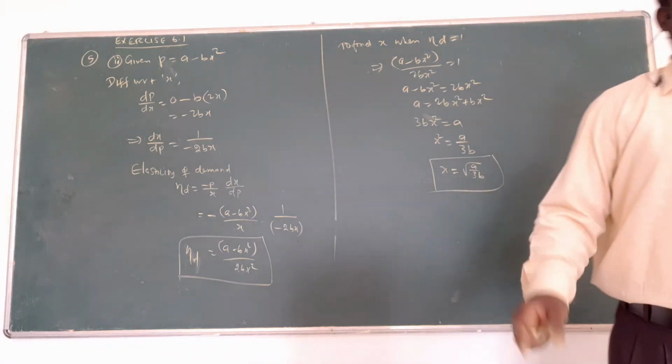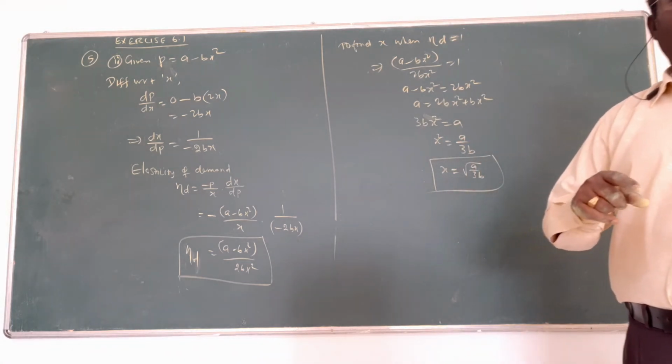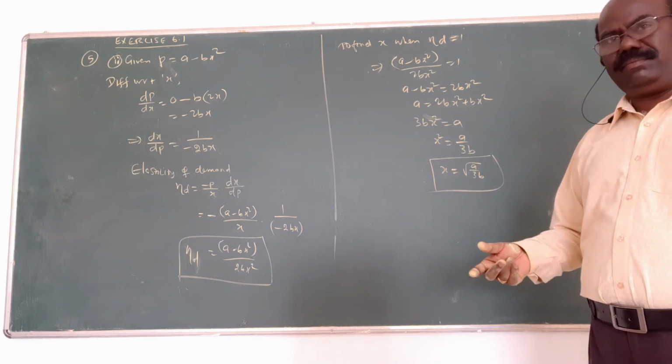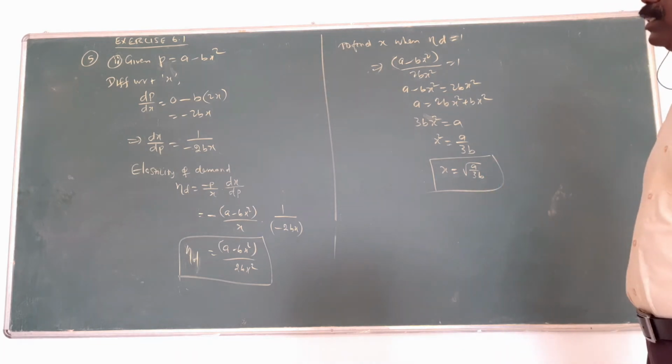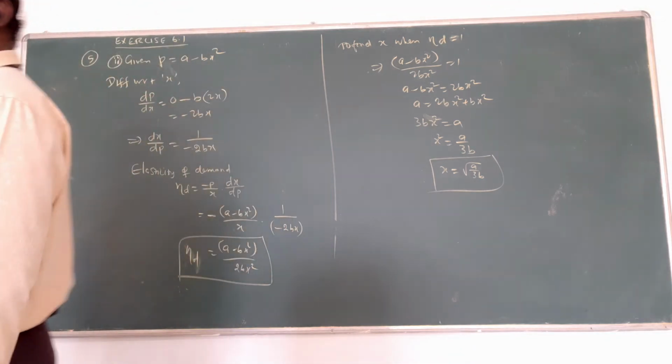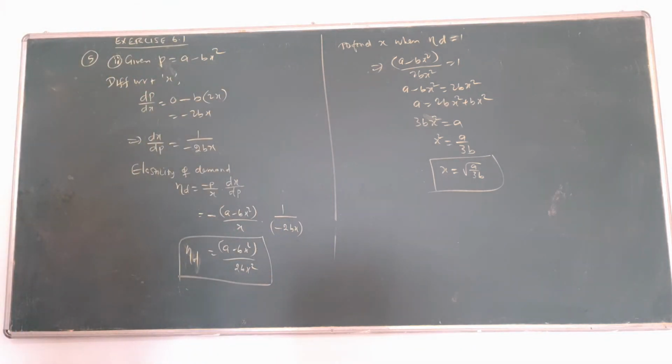Usually x² means x equals plus or minus, but x is output actually. The output cannot be negative. Am I right? That's right, only the positive is possible. This is the answer. Both use the same method: find the elasticity of demand using the formula, then find the value of x when ηd is 1.